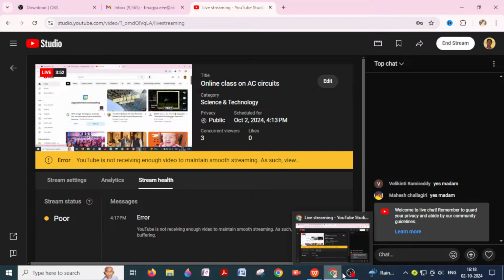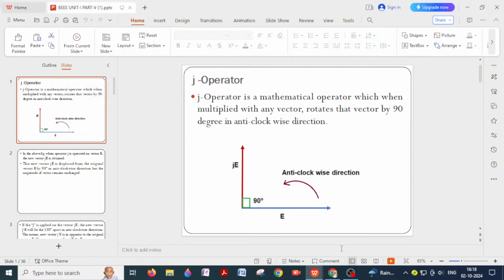So let us see what is meant by J operator. Let us see what is meant by J operator now.